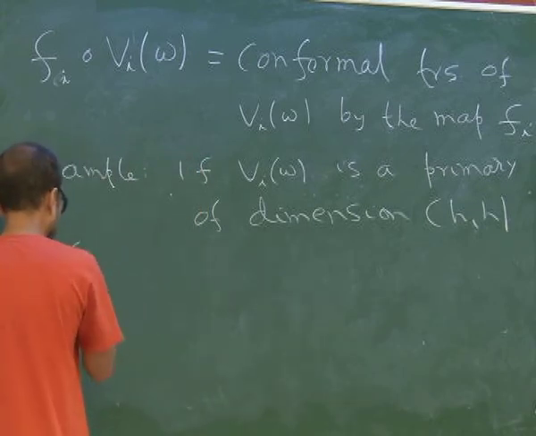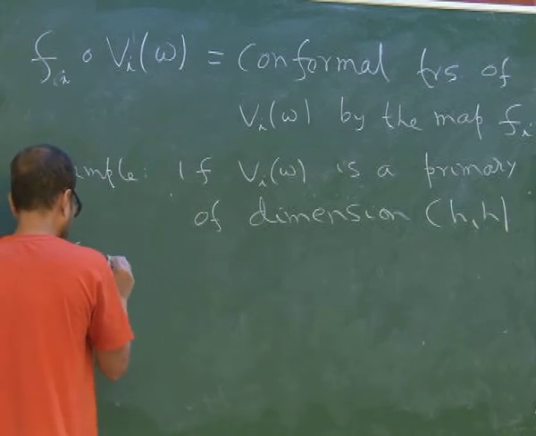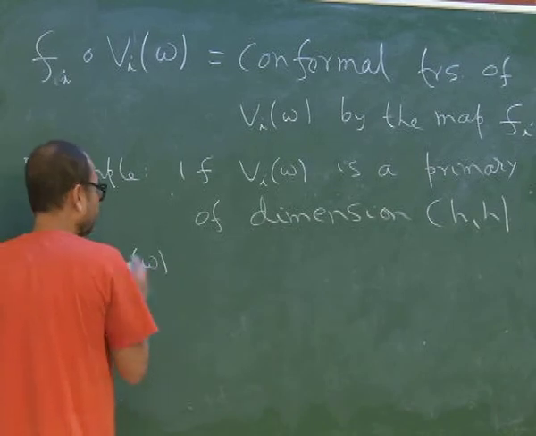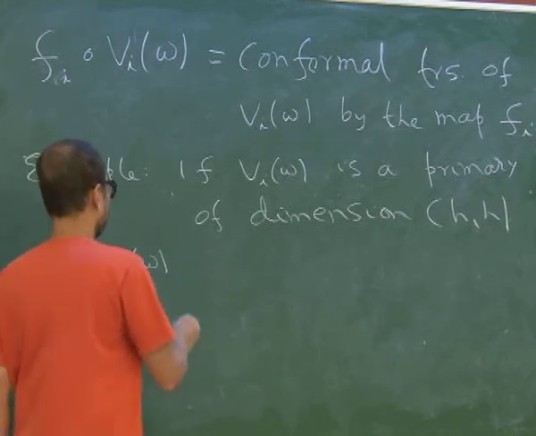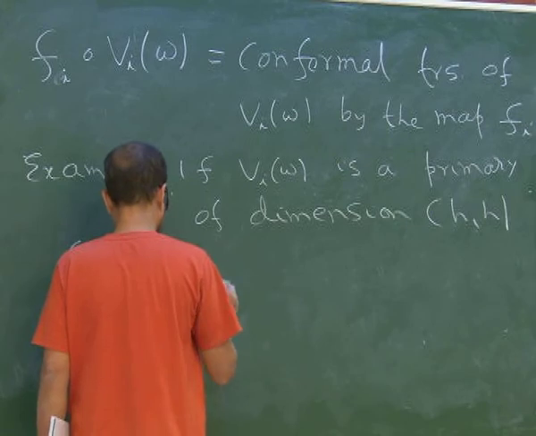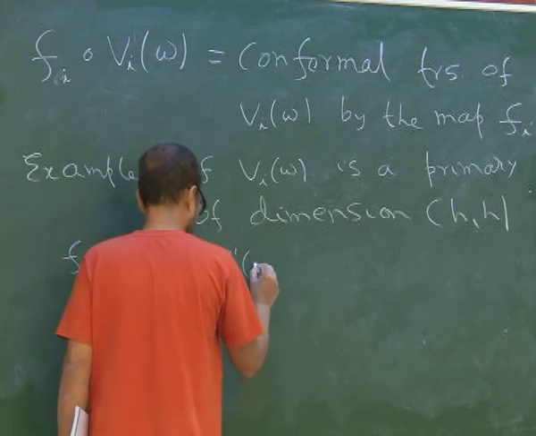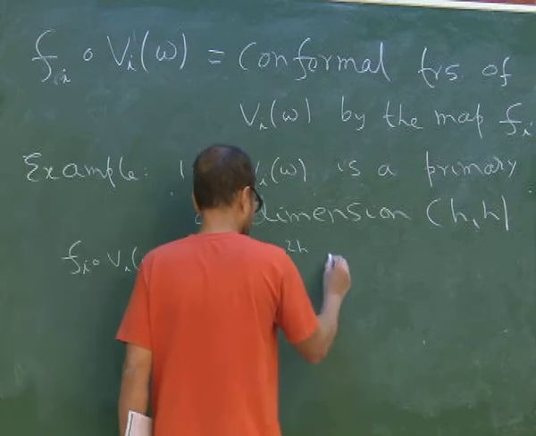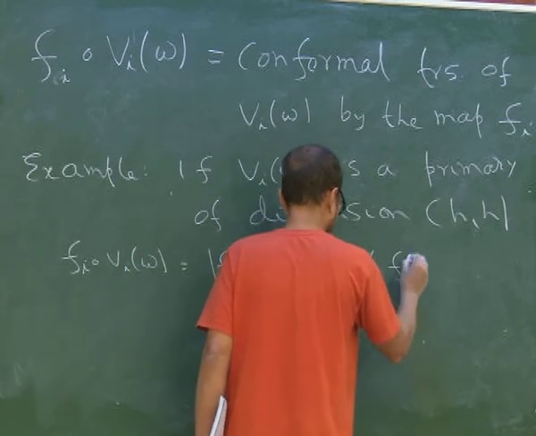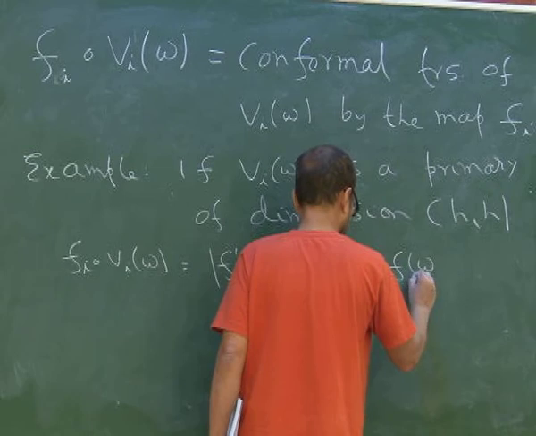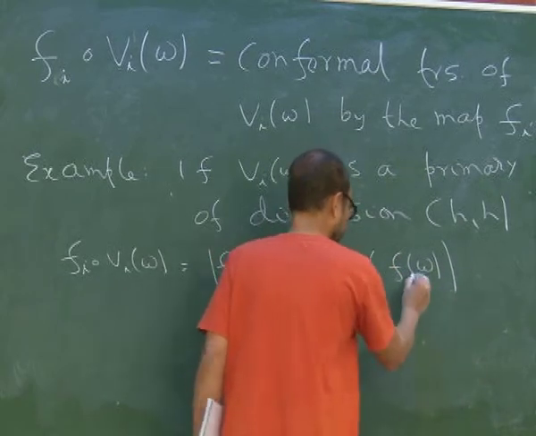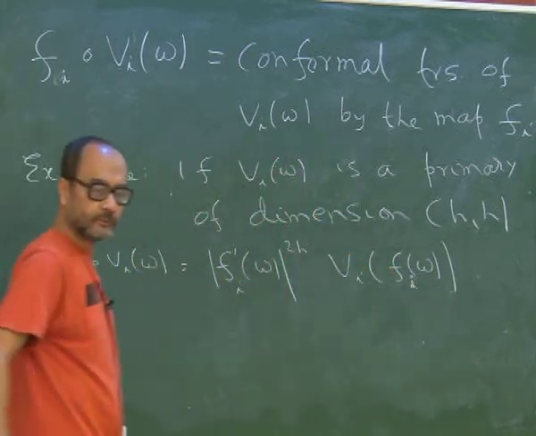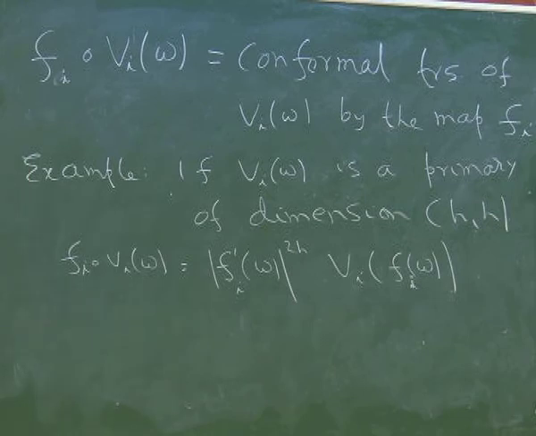Then Fi circle Vi of W will be Fi prime of W to the power 2h times Vi of Fi of W. Okay, this is the way a primary field transforms.